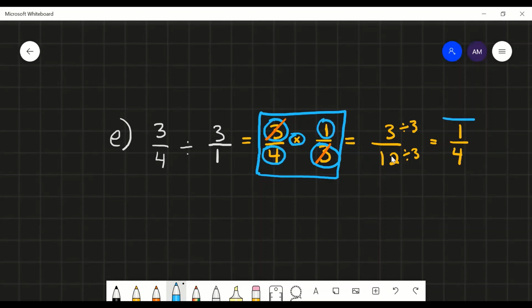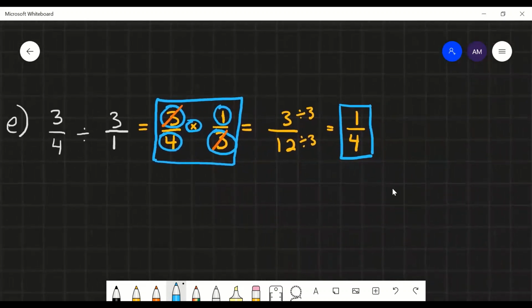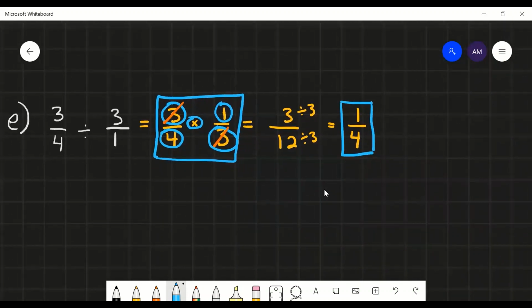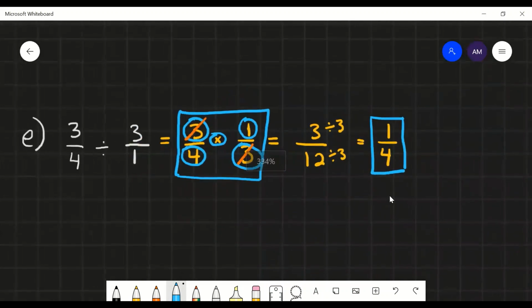And look at our answer. It's 1 over 4. So sometimes it can be a little bit clever, and it will save you some time, and it can save you a lot of effort. As long as you know when to do these little shortcuts properly, then go ahead. It's great to take little shortcuts if they're effective.